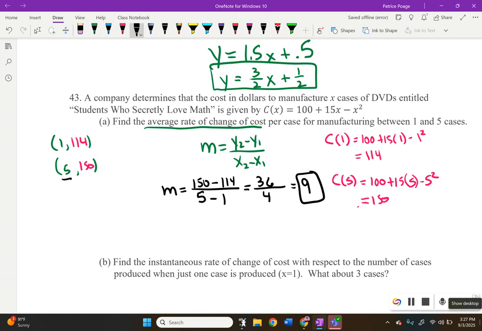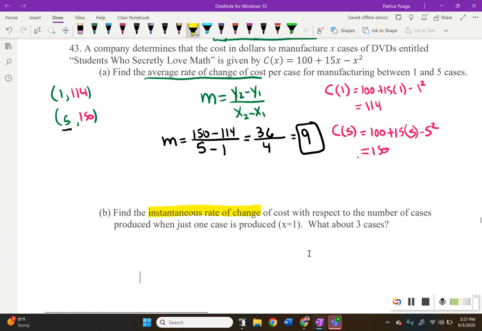All right, then it says find the instantaneous rate of change. So the instantaneous rate of change is the derivative. So the instantaneous rate of change of cost with respect to the number of cases produced when just one case is produced. So I'm looking to find the derivative when just one case is produced. So f prime of 1, or I guess in this case, C prime of 1. The derivative evaluated at 1. And then it says, what about 3 cases? So I want the derivative evaluated at 3.